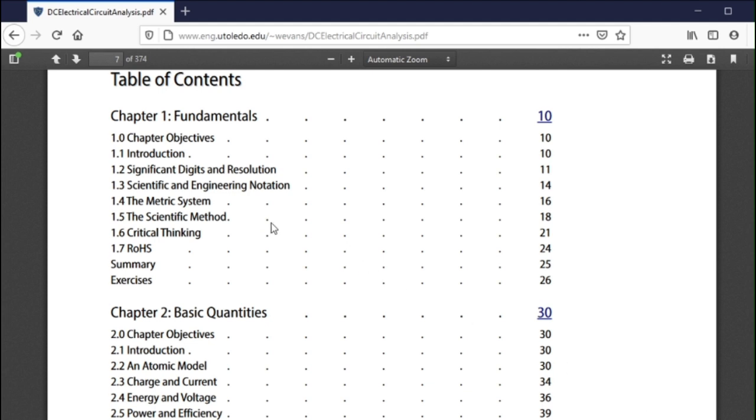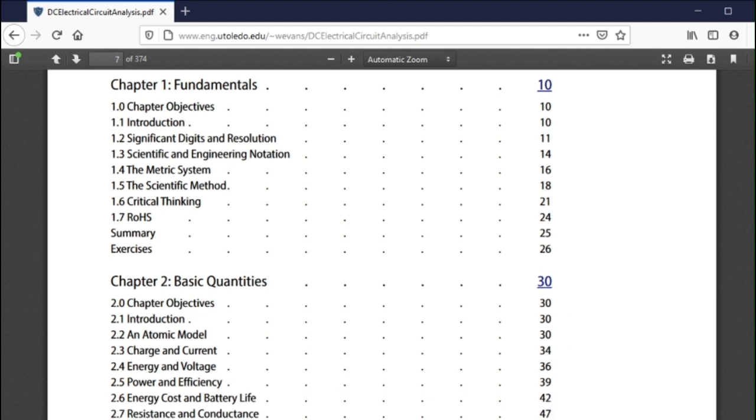The fundamentals is in chapter 1, and you might consider looking at specifically the scientific and engineering notation, significant digits and resolution. That might help you a little bit in some of these problems that we're working at.